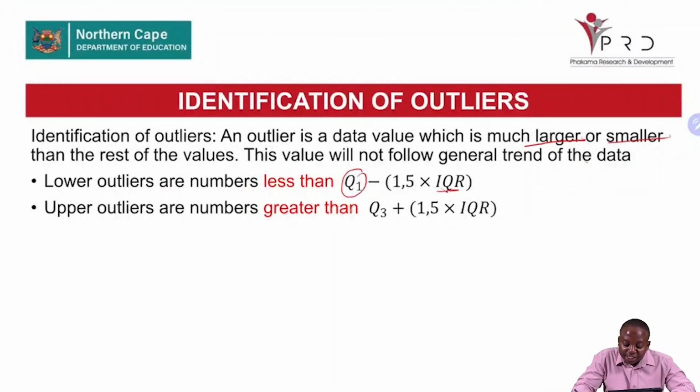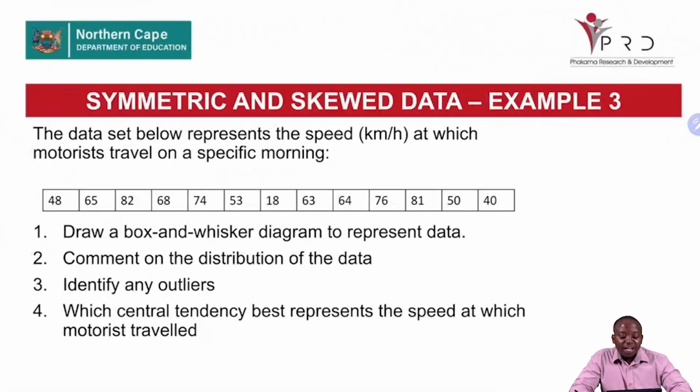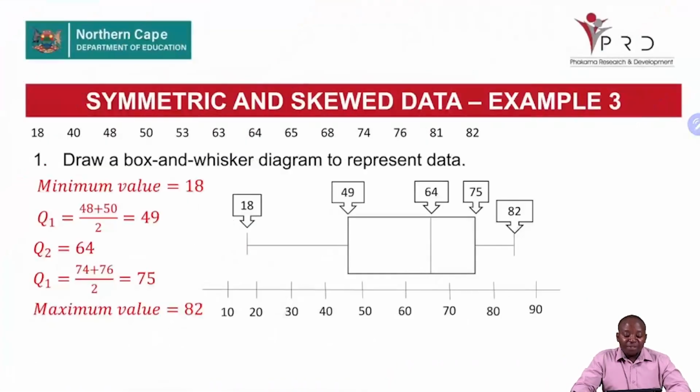Upper outliers are greater than Q3 plus 1,5 of the interquartile range. Now, an example on skewed data. So let's look at this one. The data below represents the speed in kilometers per hour at which motorists travel on a specific morning. Draw a box and whisker for the data, comment on the distribution, identify any outliers, and say which central tendency best represents the speed at which the motorists have traveled.